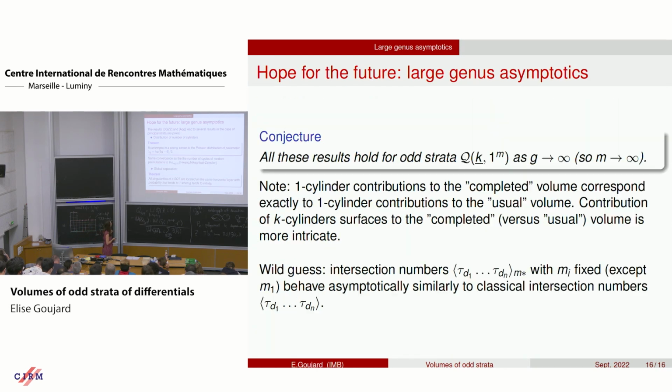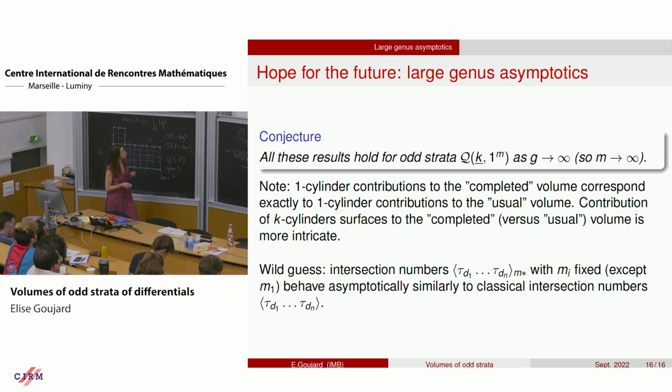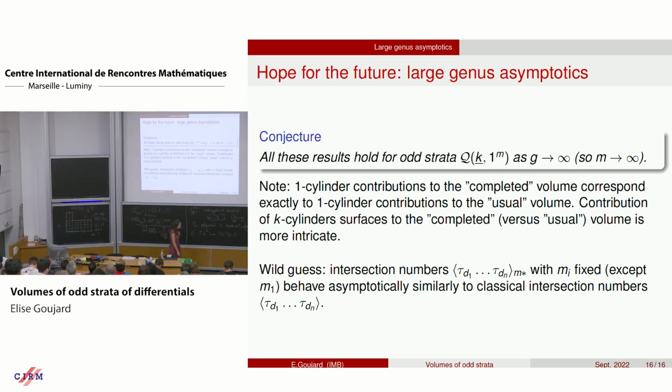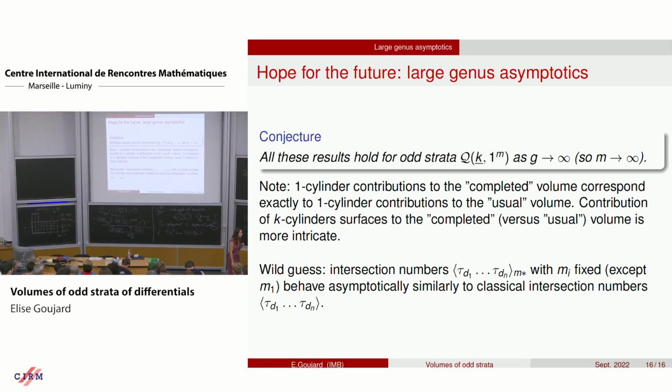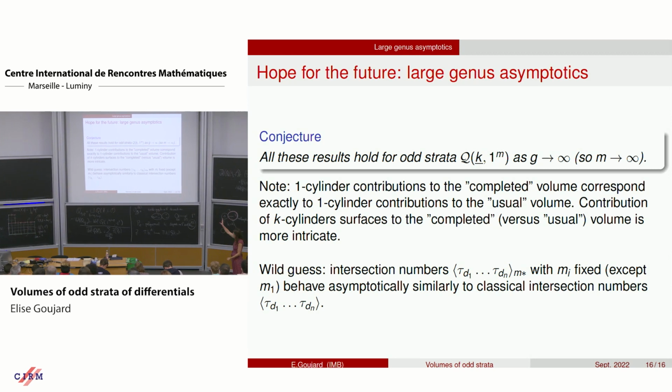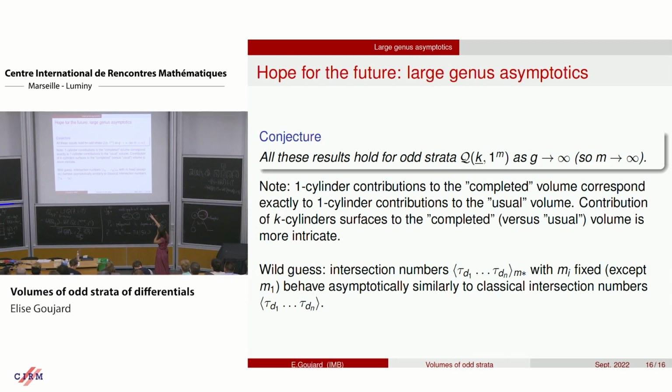So what are the hopes for the future? I will be brief about that. A conjecture is that all these results that I mentioned before will continue to hold for odd strata, at least when you fix some finite number of odd singularities and you complete with a bunch of simple singularities, and you let the genus tend to infinity.